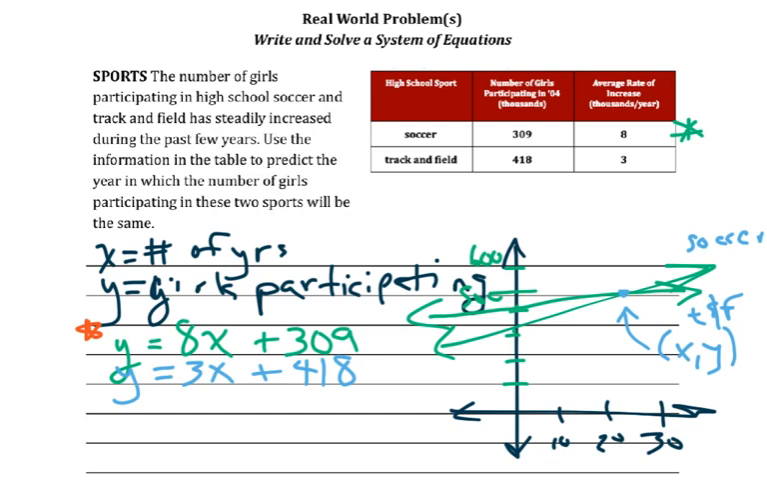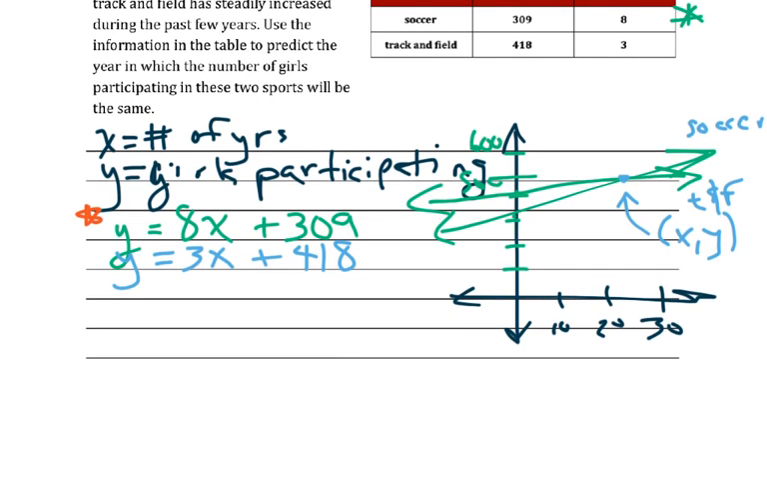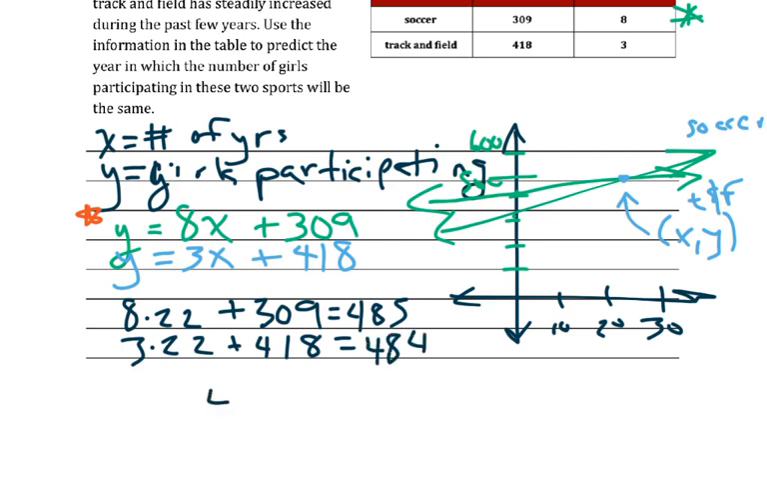And here's where like some significant guesswork needs to come into play. So like it looks like it's at 22. And if we plug in 22 to each value, we'll see what happens. So 8 times 22 plus 309 ends up giving us 485. Let's see what that means for the other graph. 3 times 22 plus 418 gives us 484. Now, you're not probably going to guess this as nicely as I did because I did some pre-planning.